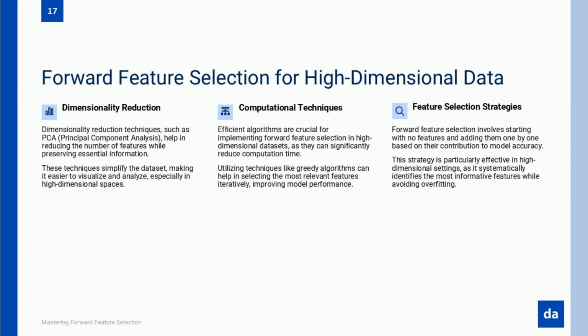So now we know how to handle massive data sets, but how does forward feature selection compare to other selection techniques? Let's put it head to head against some of the most popular alternatives like LASSO and ridge regression to see when it's the best choice and when it's not.